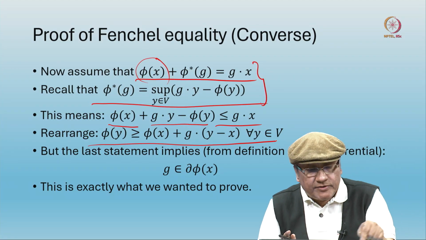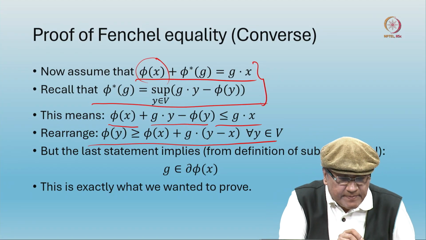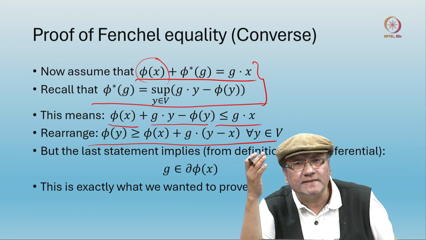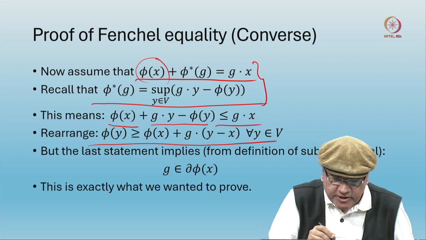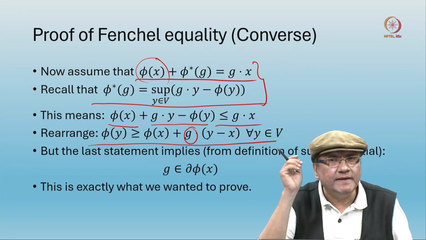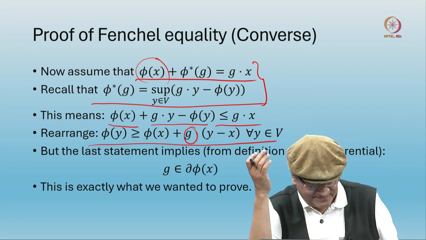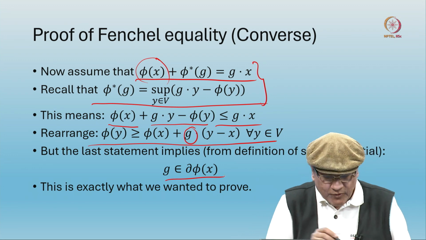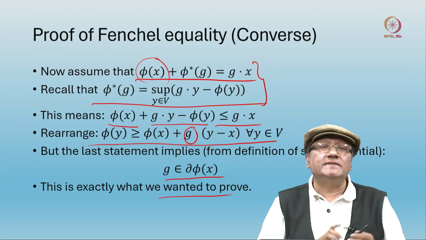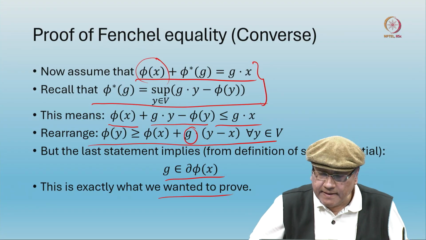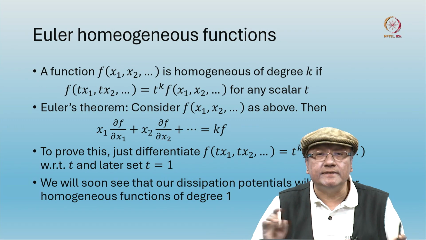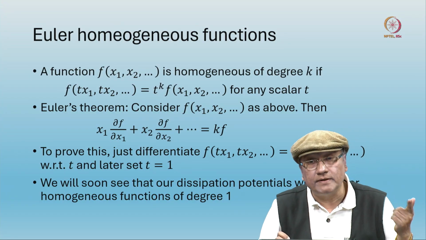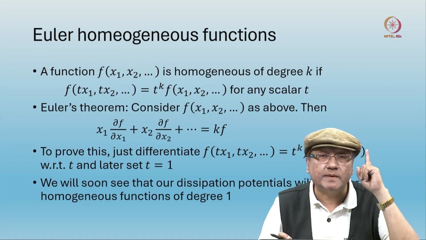If you rearrange this statement and get this, you immediately see that phi y is greater than or equal to phi x plus G times y minus x, which is the definition of the subdifferential, where G is the subdifferential of phi at x, for all y. So that means G belongs to del phi x. So we have proved it also. This is a very important thing: the equality phi x plus phi star G equals Gx occurs only when G is a subdifferential of phi.